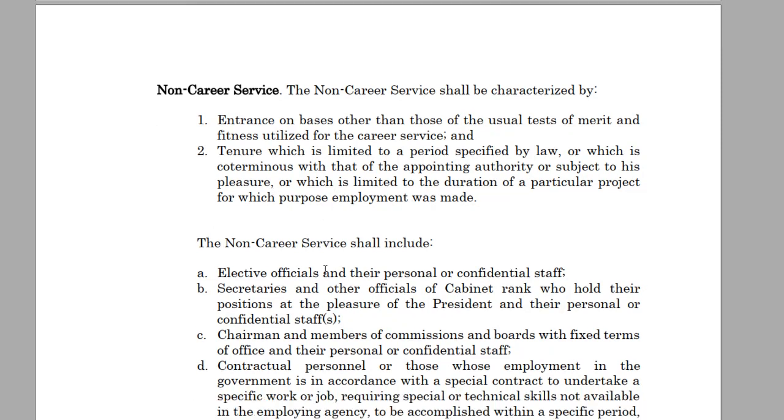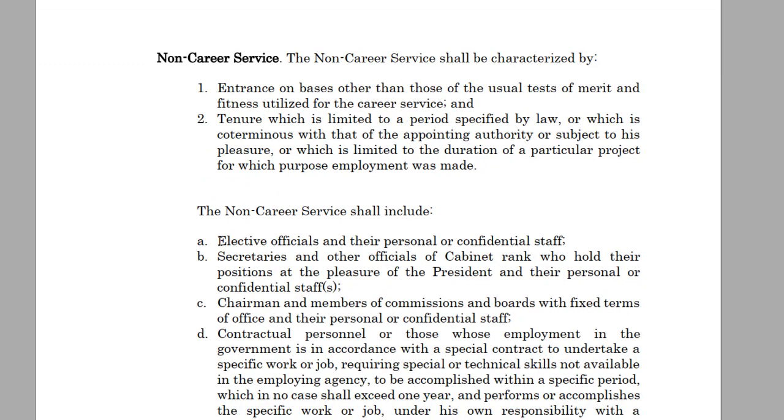Sa non-career service, hindi na kailangan. Bakit? Because this includes elective officials and their personal or confidential staff. Ibig sabihin, kailangan ka lamang iboto ng tao, gaya ng mayor, barangay captains, congressman, president, and etc. Kailangan kang i-elect ng tao kahit na ikaw ay, let's say for example, hindi nakapagtapos ng pag-aaral, because the minimum qualification naman is for you to be able to read and write.